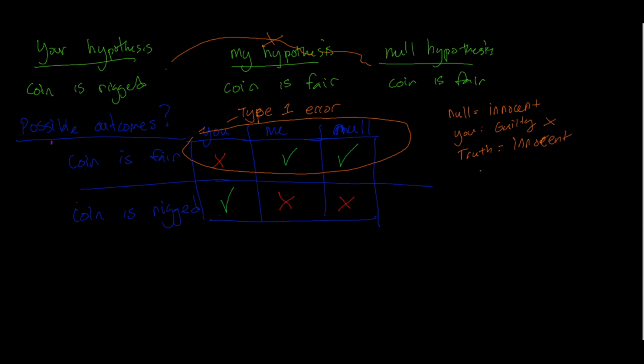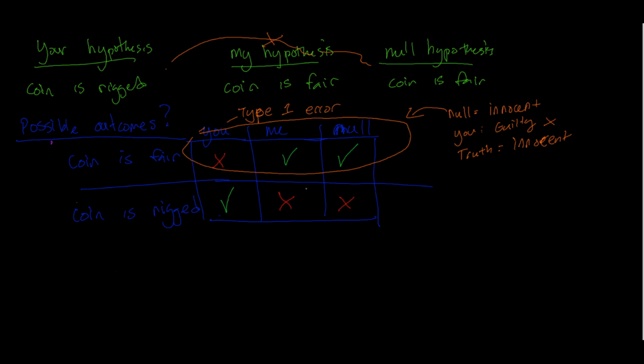You ended up making an error. This is a type 1 error right here. The case here, you ended up being right over here. So let's say you ended up thinking that the person is guilty and you were right. So you didn't make an error in this situation because you properly went against the null hypothesis and you proved that the ground truth showed that actually the coin was rigged, right?